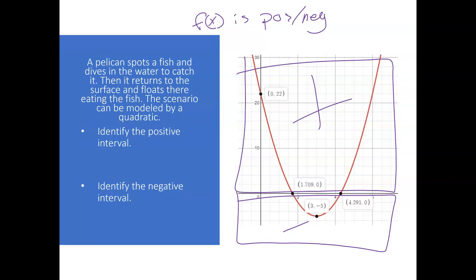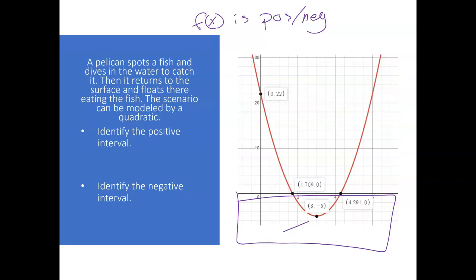Within the positive interval, I have a decreasing interval and an increasing interval. Within the negative interval, I have a decreasing and an increasing interval. So they're talking about two different things. A lot of times it's flip-flop, so try and make that distinction early. It's going to save you a lot of trouble.